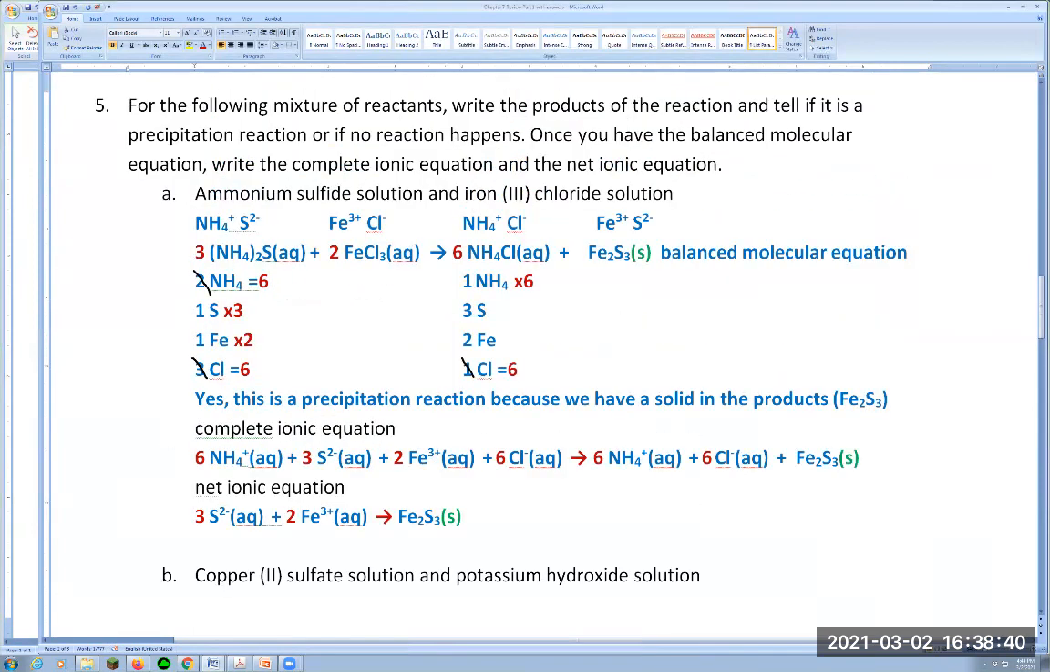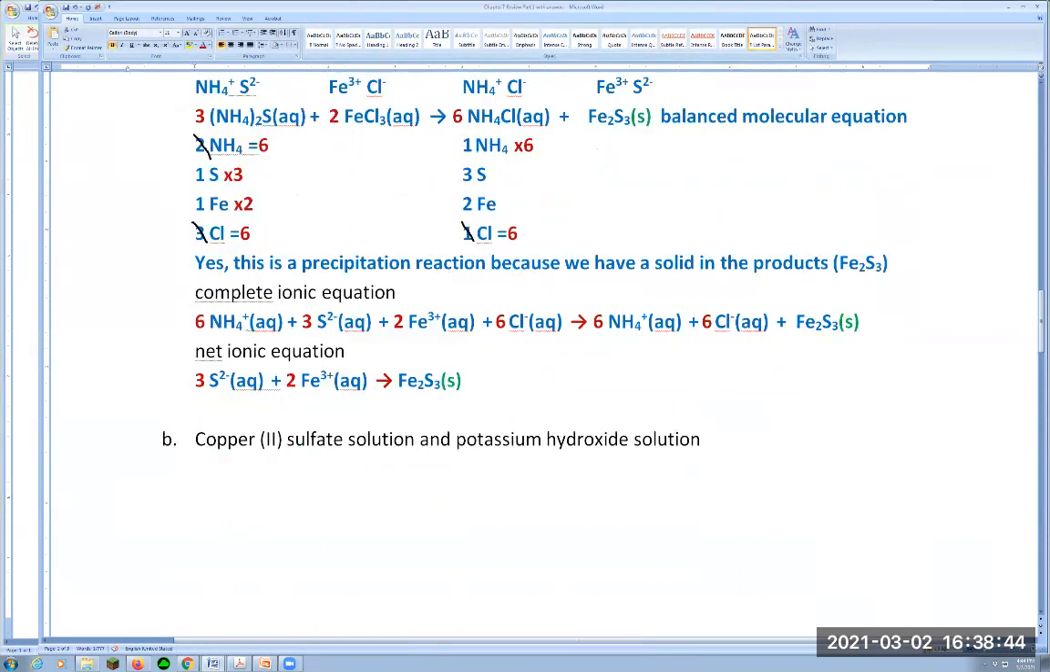So we have the same question here and another example. So B, it's copper 2 sulfate solution mixed with the potassium hydroxide solution. So that's the 2 reactants. Let's find their formulas. Copper 2 here tells you it's Cu2+, right?